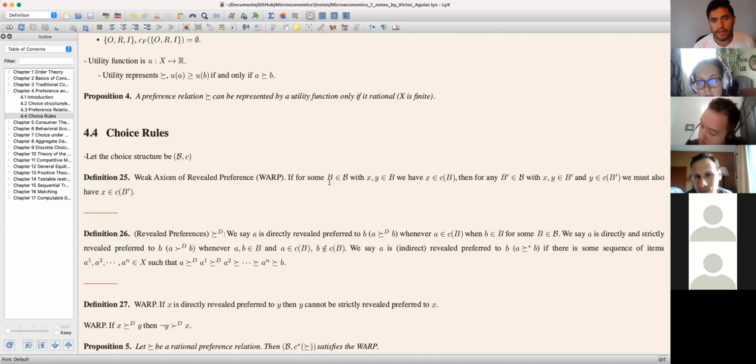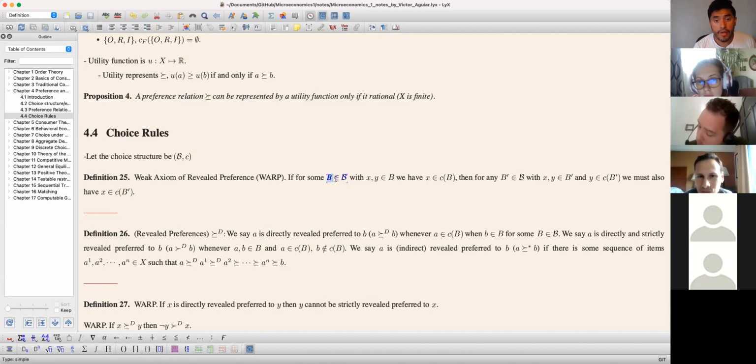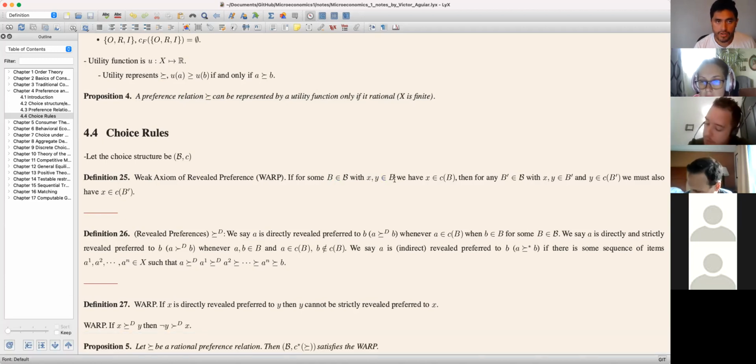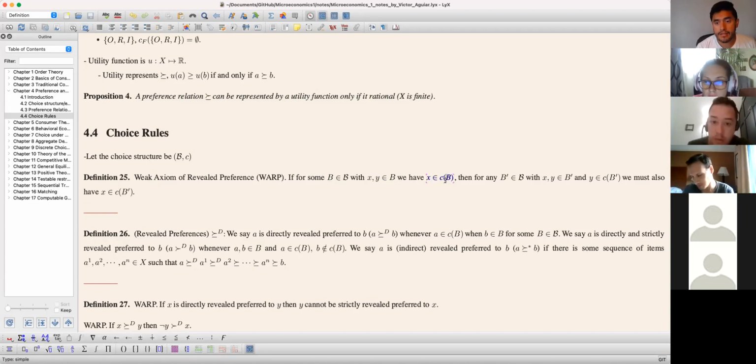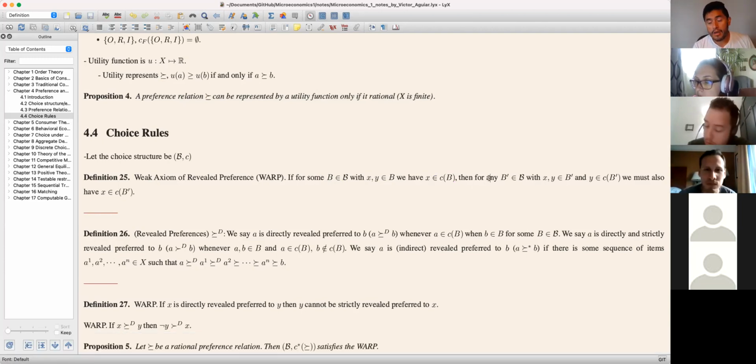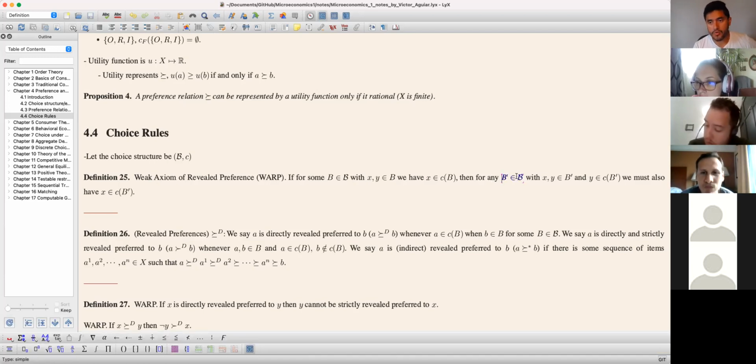And what is that? If there is some menu B in this collection of menus, such that X and Y, two alternatives, are there, so there are at least two alternatives there, and we observe that X is in the choice correspondence of B, so in particular, X is picked out of menu B. Then take any other menu B prime that is different from the first one, where also X and Y are there. Okay, so B prime also has X and Y and potentially can have other items, right?